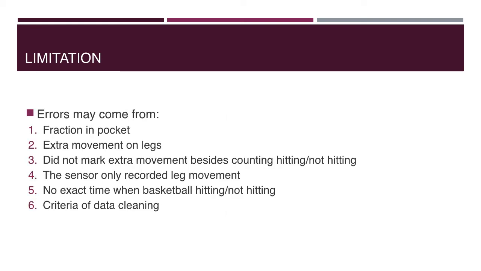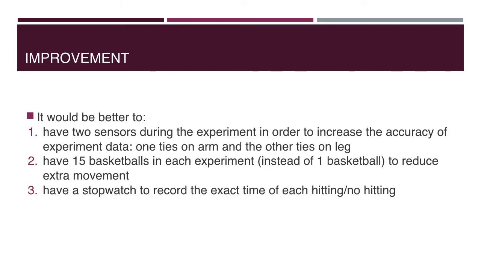The experiment results have some errors. The errors may come from friction in the pocket and extra movement of the legs. The researcher did not mark extra movement besides counting hitting or not hitting. The sensor only recorded leg movement. There was no exact time for when the basketball hit or did not hit, and there were criteria issues in data cleaning.